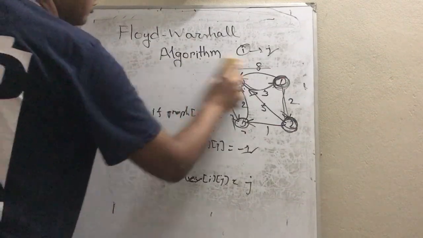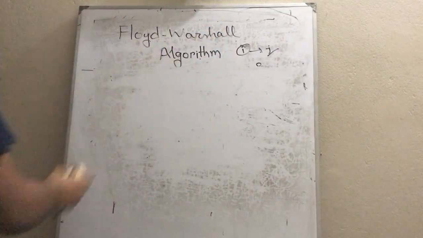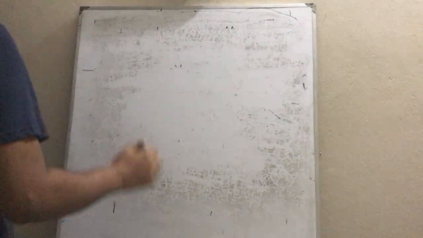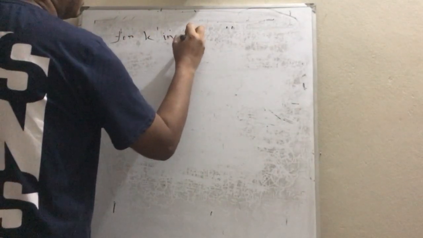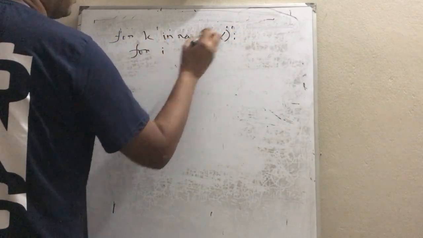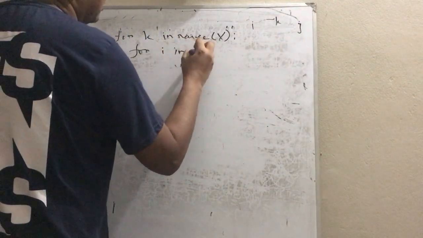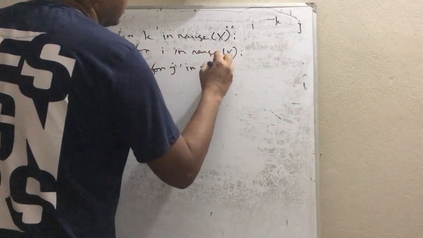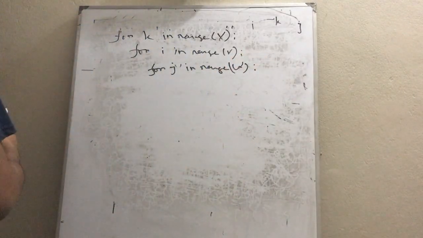And now we see the main algorithm. That's the Floyd-Warshall algorithm. This is the main Floyd-Warshall algorithm. Here, for intermediate value k in range V, for starting i in range V, for j in range V, i via k via j. These are the number of vertices.